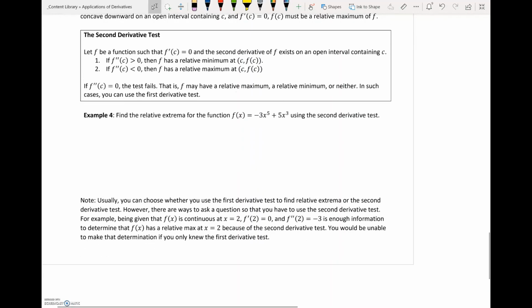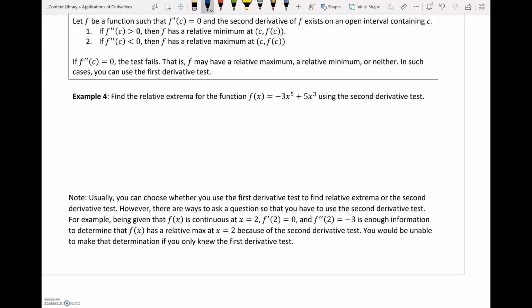So let's do an example of where we are going to use our second derivative test. We are given f. Our first step is to find f prime. So using our power rule here, we can differentiate f. This is going to be negative 15 x to the power of 4 plus 15 x squared. Now, if you look at the condition again, we need to set this equal to 0 and then find our critical points. So if we set this equal to 0, then we're going to get x is equal to 0, 1, and negative 1.